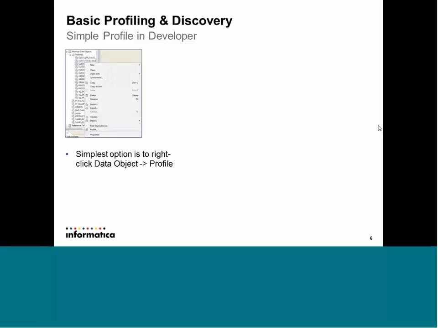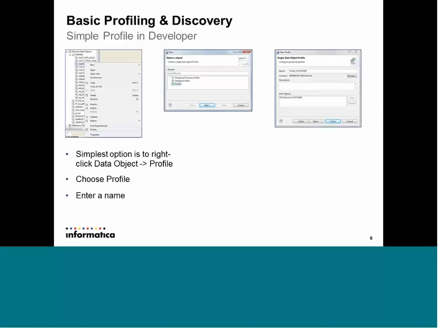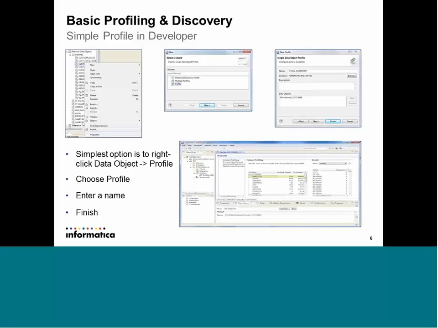Similar in the Developer, it's just a couple of steps. The simplest option is just to right-click a data object that you've created, choose profile, select that you want to profile that, give it a location, and then just hit finish. And again, you get similar results. Very, very quick, and you can get those results quite quickly. Obviously, depending on the size of your table, it may take some time for that to run. If you've got hundreds of columns and tens of millions of rows, it will take some time for that to actually process through. But the actual process of creating them is quite quick.